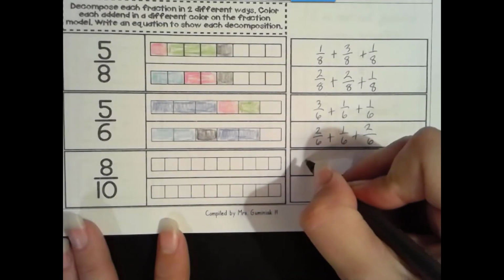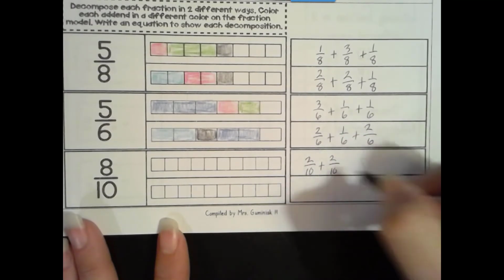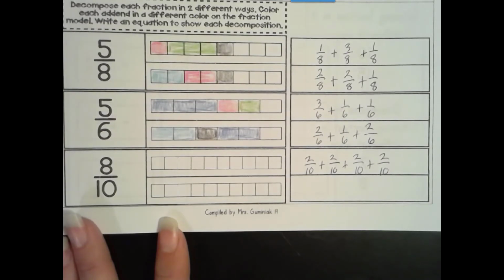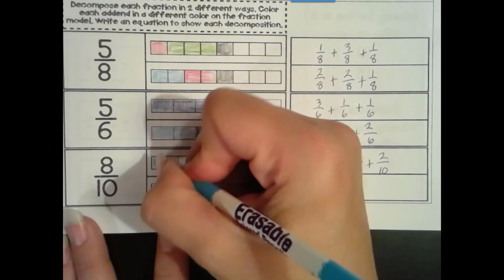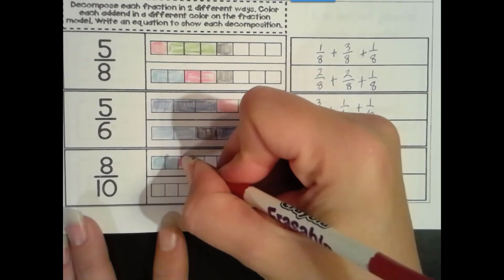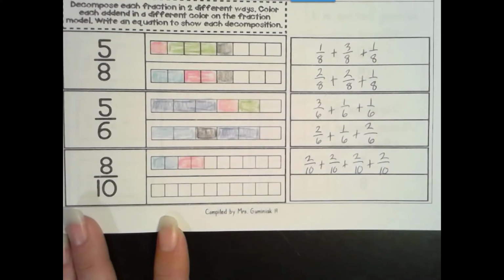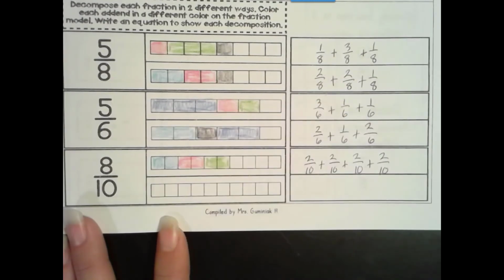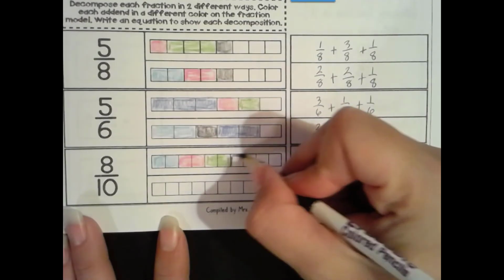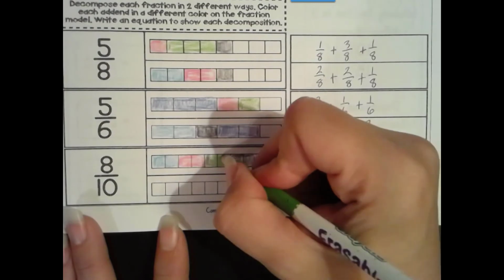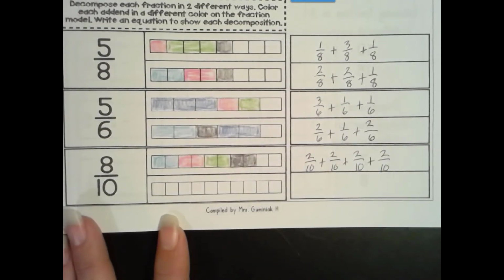Okay, 8/10. Well, I could do 2/10 plus 2/10 plus 2/10 plus 2/10. So let's do 2/10 plus 2/10 plus 2 tenths plus 2 tenths. And that is 8/10. There are 2 pieces left over to make it full, to make it 10/10. But there are 2, 4, 6, 8 pieces filled in out of a possibility of 10.